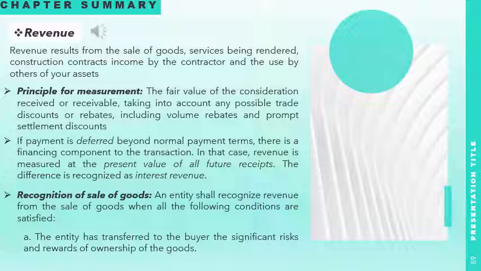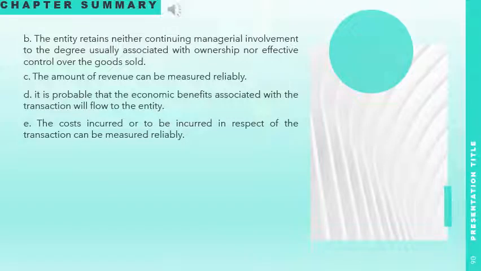For the recognition of sale of goods naman under revenue, an entity shall recognize revenue from the sale of goods when all of the following conditions are satisfied. A. The entity has transferred to the buyer the significant risks and rewards of ownership of the goods. B. The entity retains neither continuing managerial involvement to the degree usually associated with ownership nor effective control over the goods sold. C. The amount of revenue can be measured reliably. D. It is probable that the economic benefits associated with the transaction will flow to the entity. And lastly, the costs incurred or to be incurred in respect of the transaction can be measured reliably.